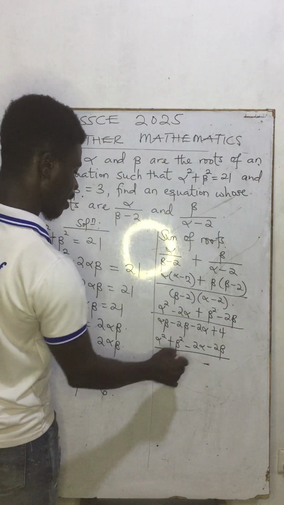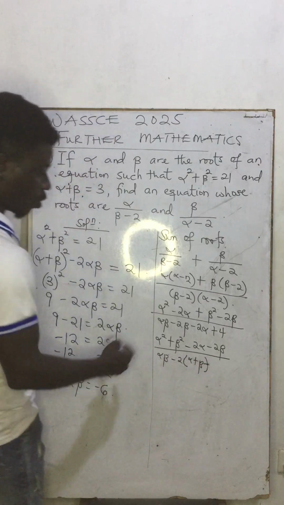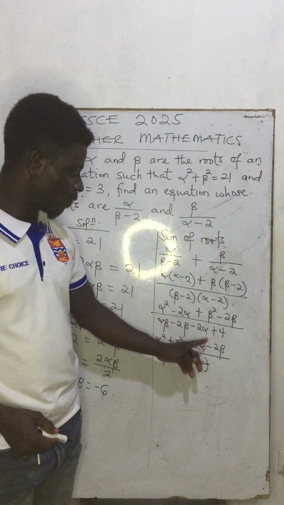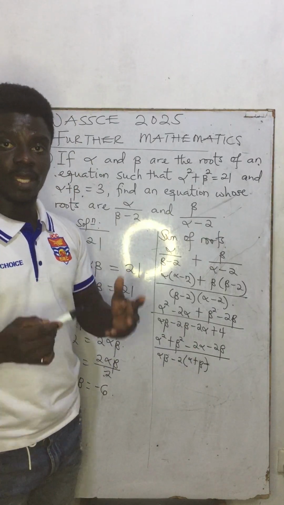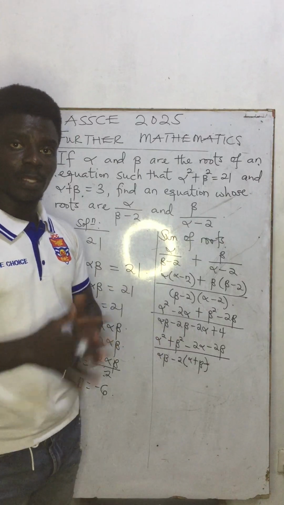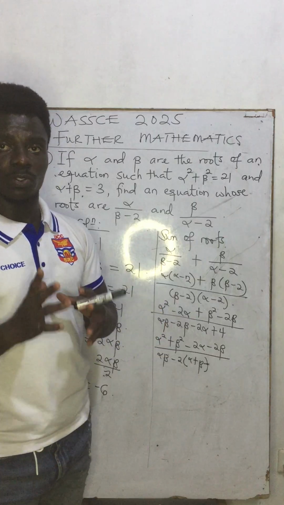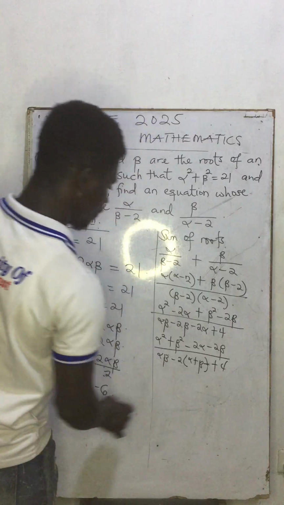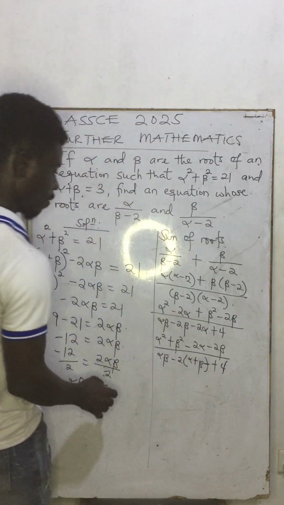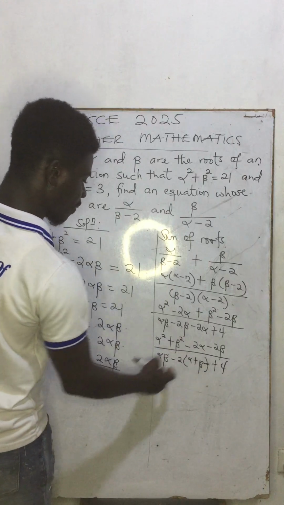Then here we can factorize -2 out, then we get alpha plus beta, or we get beta plus alpha. When you factorize -2, you get beta plus alpha. But don't forget that beta plus alpha is the same thing as alpha plus beta. Why? Because they are commutative. So here plus 4. Plus 4. So now, what you can get, here we can factorize that.